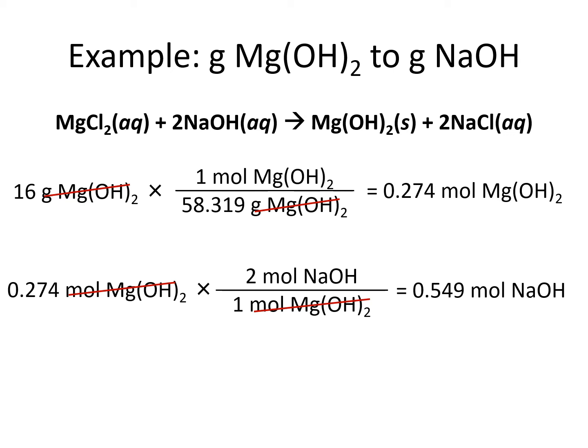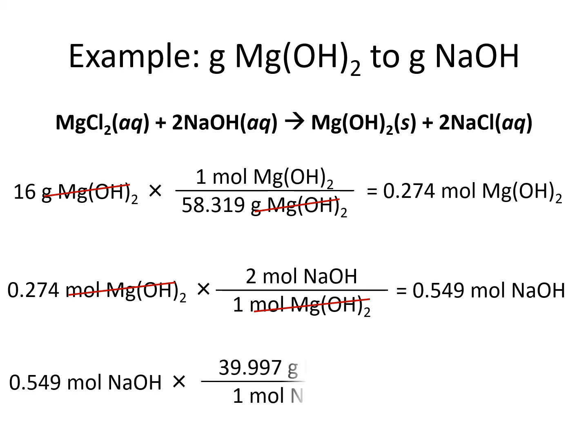The problem is that we can't actually weigh out moles in the lab. We need to weigh it out in grams. We're going to convert from moles to grams using the molar mass of sodium hydroxide. Sodium hydroxide has 1 sodium, 1 oxygen, and 1 hydrogen. We add those up and get 39.997.